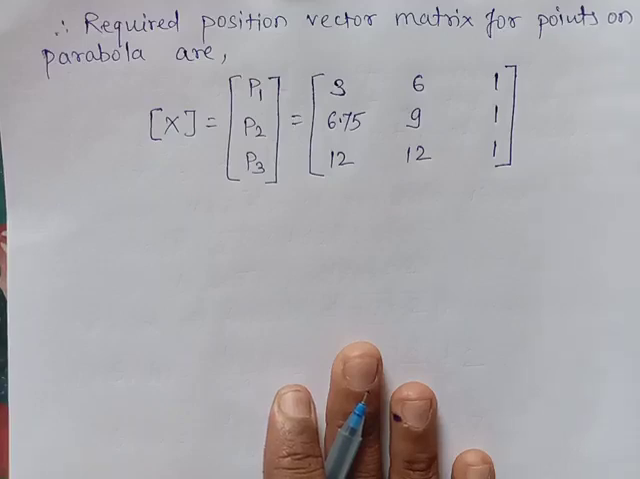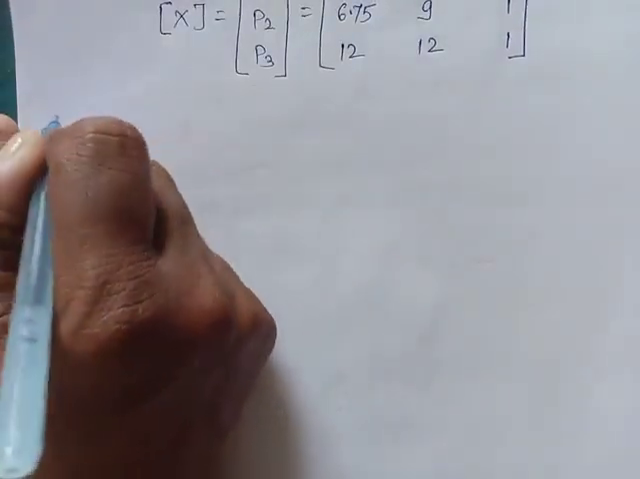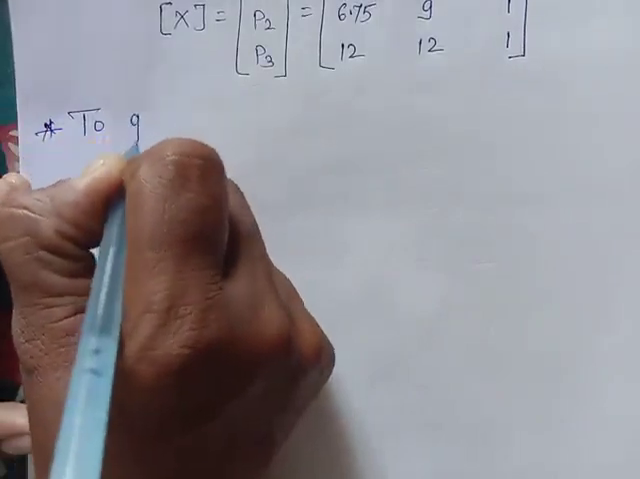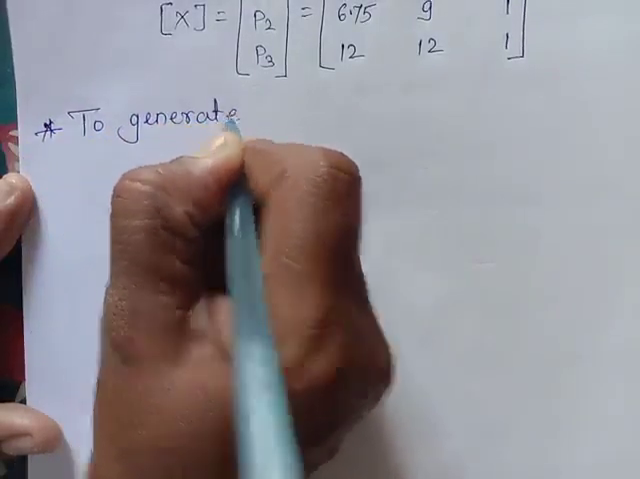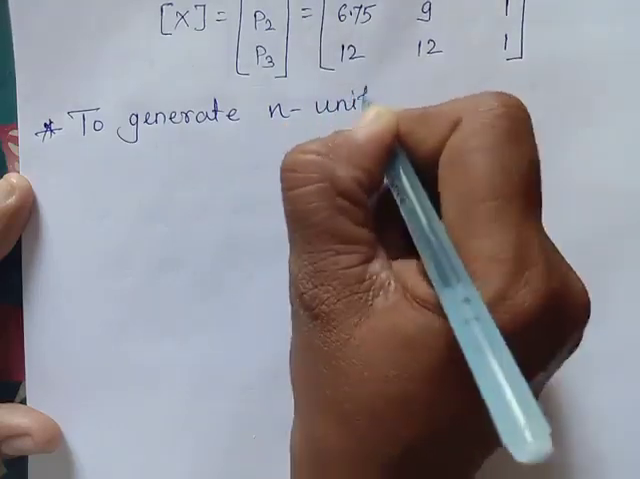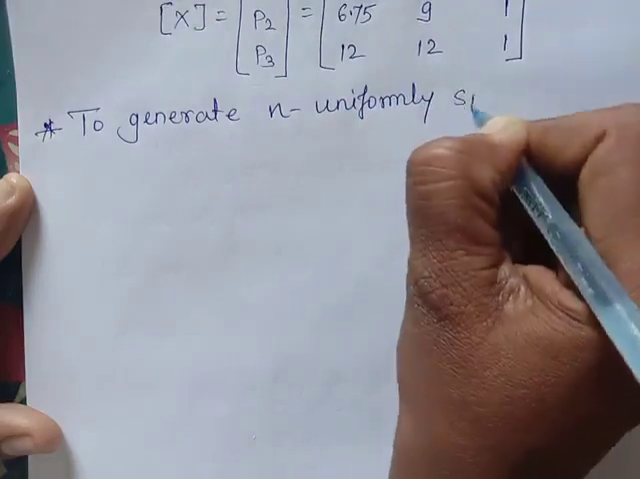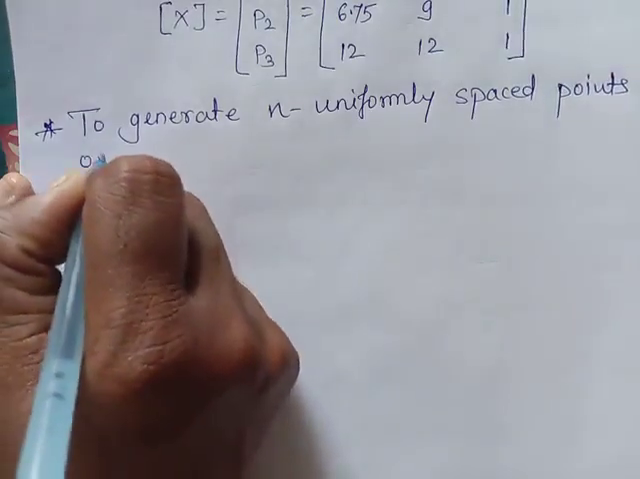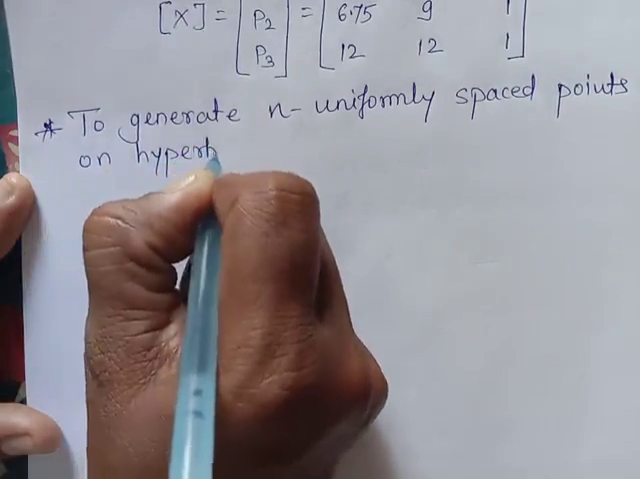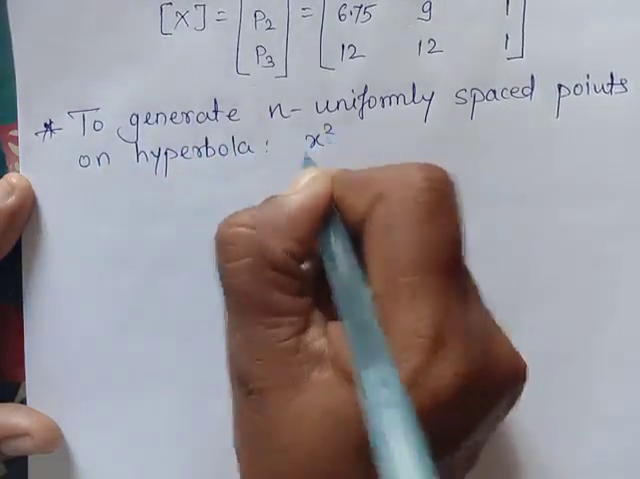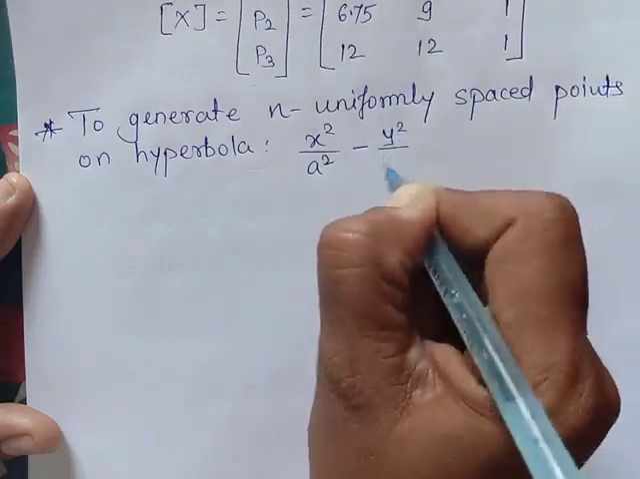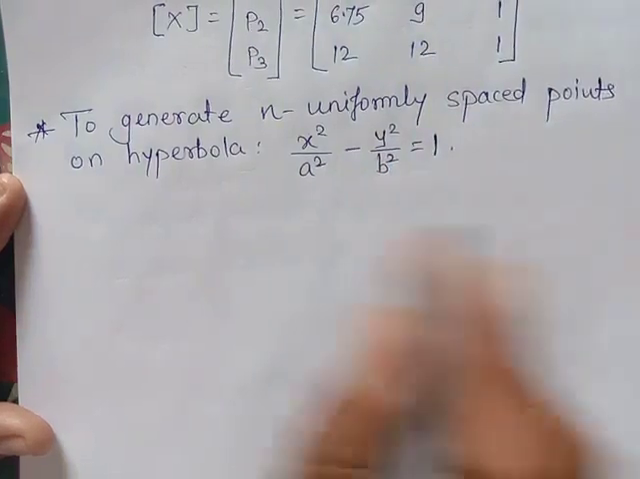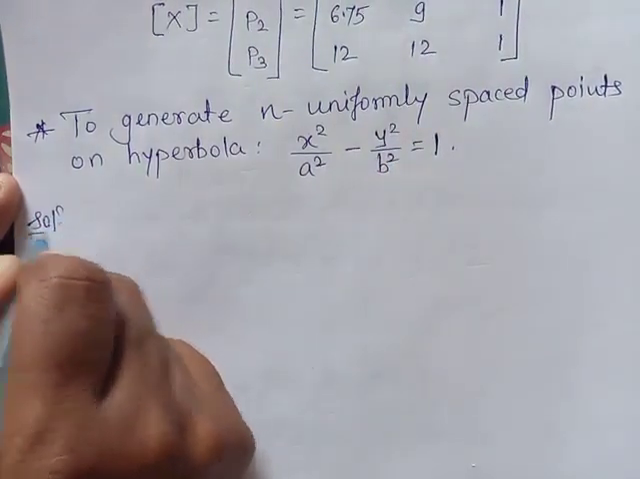Now further, let's see how to generate n uniformly spaced points on hyperbola x square upon a square minus y square upon b square equal to 1. So solution, step 1.